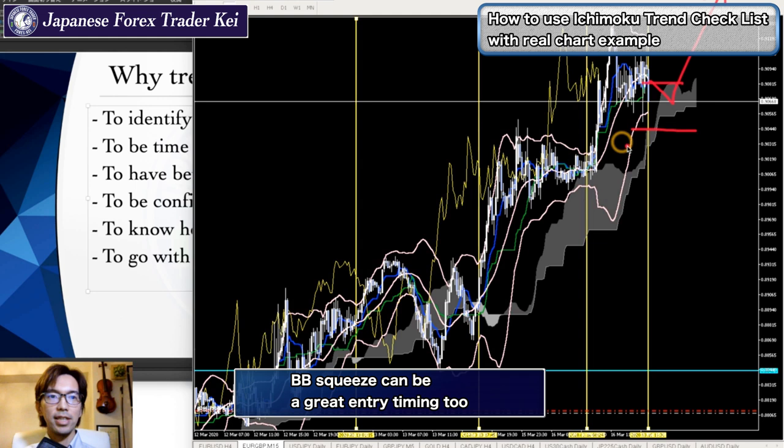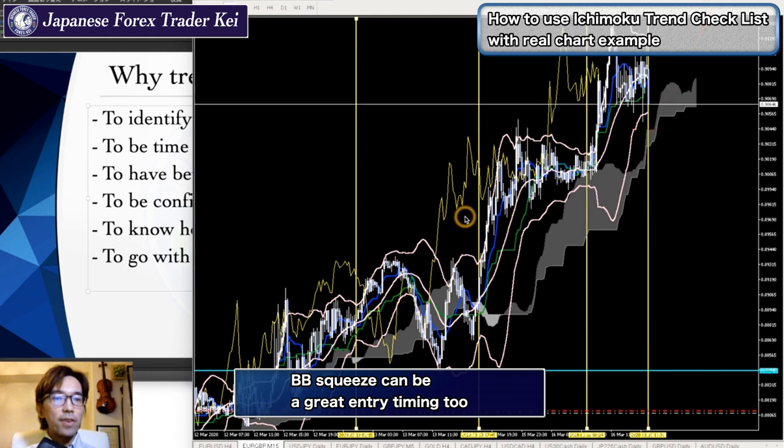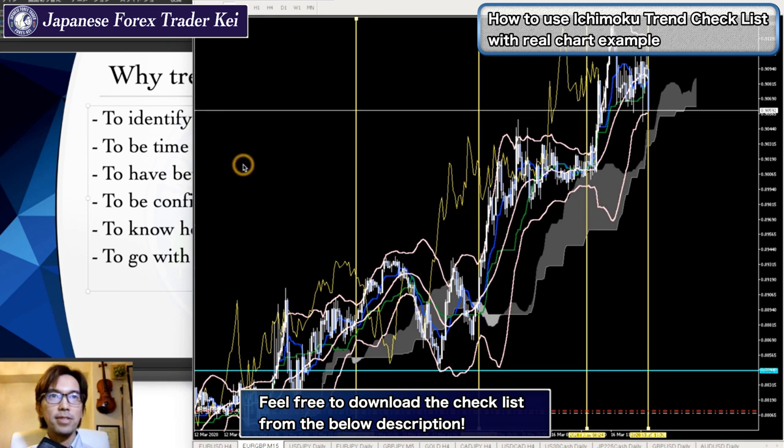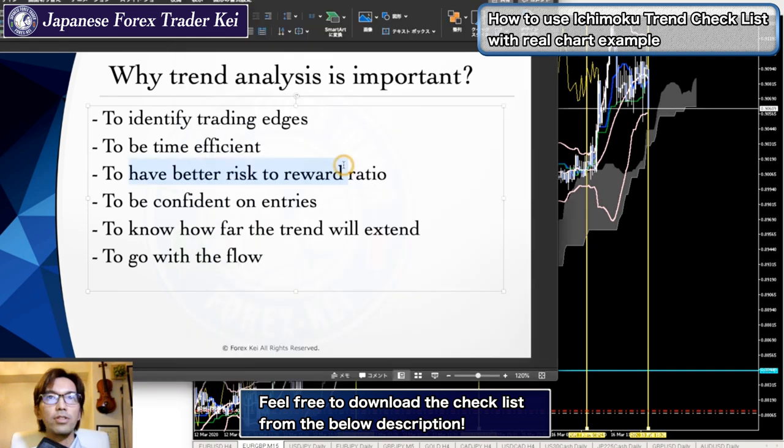Yeah, looking for this kind of setup is very important, whatever currency pairs or commodity or stocks you're looking at, right? The market should be in a trend in the bigger time frame, and also middle time frames, right? So you get the better risk to reward ratio, you can be confident in entries, and also you know how far the trend will extend, and also you are actually going with the flow.